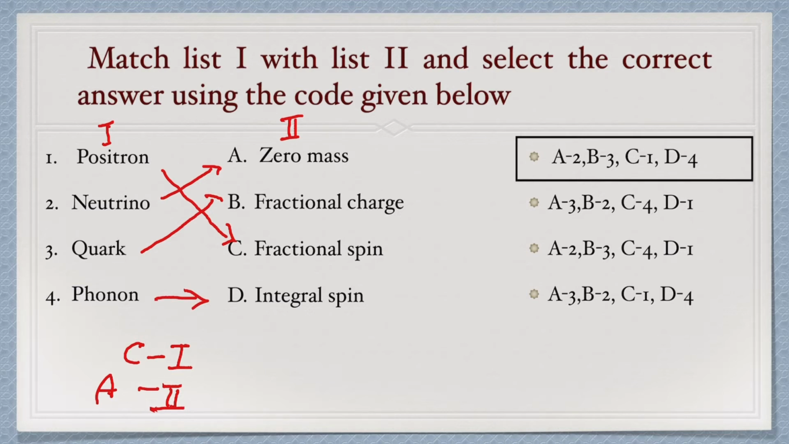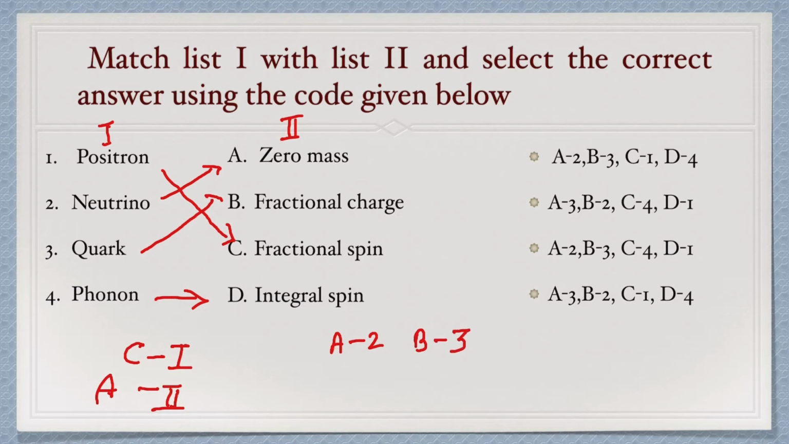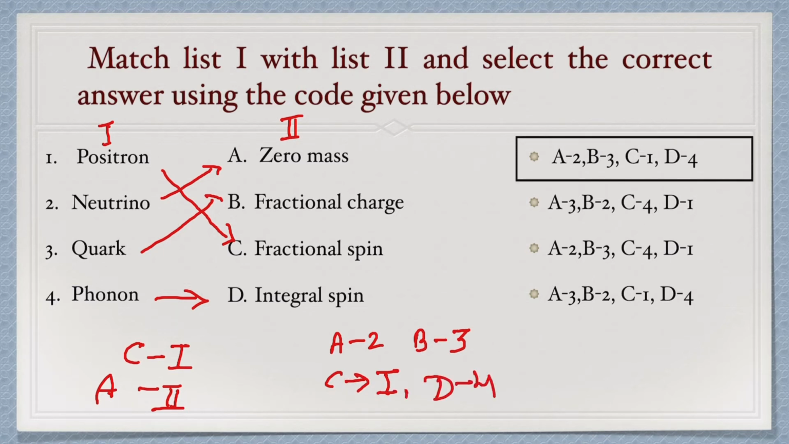So A will match with second, B is matched with third, C is matched with first, and D with fourth. So option A will be the correct one.